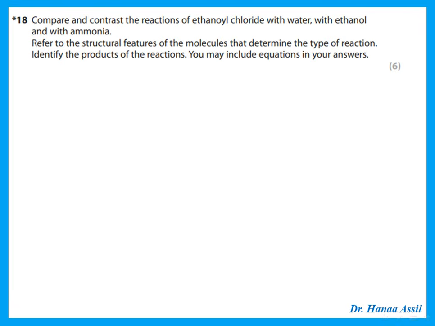So we'll have only 2 peaks. Compare and contrast the reactions of ethanoyl chloride with water, ethanol, and ammonia. Refer to the structural features of the molecules that determine the type of reaction. Identify the products, and you may include equations. Okay, let's take a look. Ethanoyl chloride is this. I want to react it with what? With water? Well, this gives the acid, so this will give ethanoic acid plus HCl.